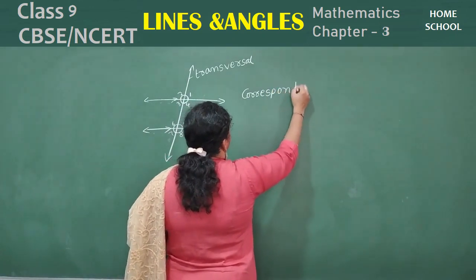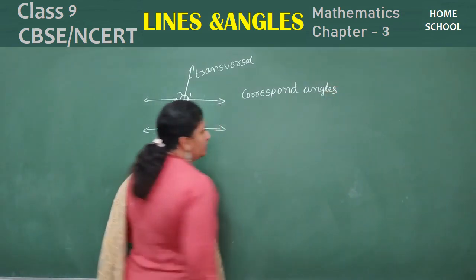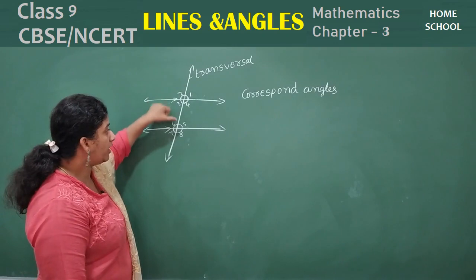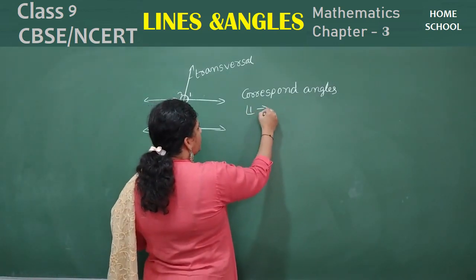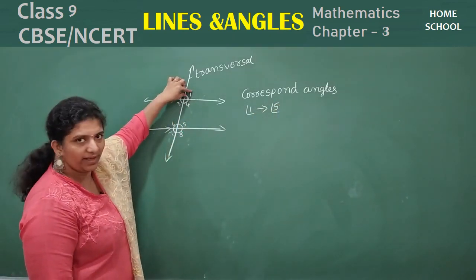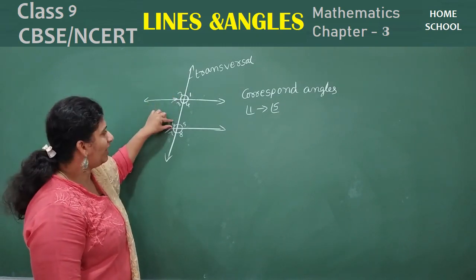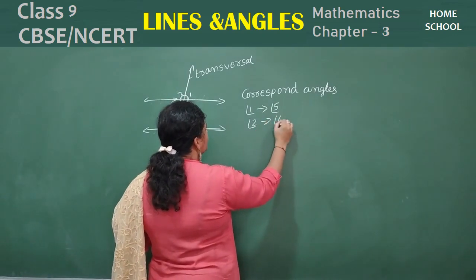Corresponding angles. What are corresponding angles? How can we observe here? Look here carefully. Angle 1 corresponds to angle 5. Look here carefully, angle 1, angle 5. On this side, angle 2, angle 6. Right? Angle 2, angle 6.